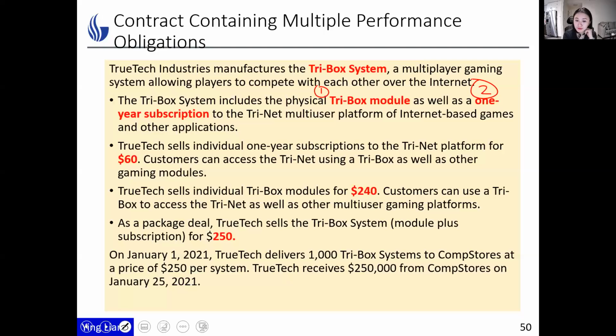So for the subscription, number 2, the standalone price is $60. And for the module, the standalone price is $240. However, for a package deal, this system, which includes number 1, the module, and number 2, the subscription, it costs only $250. And of course, on January the 1st, it sells 1,000 systems to Capcom Stores, and then later they receive the money. All right.